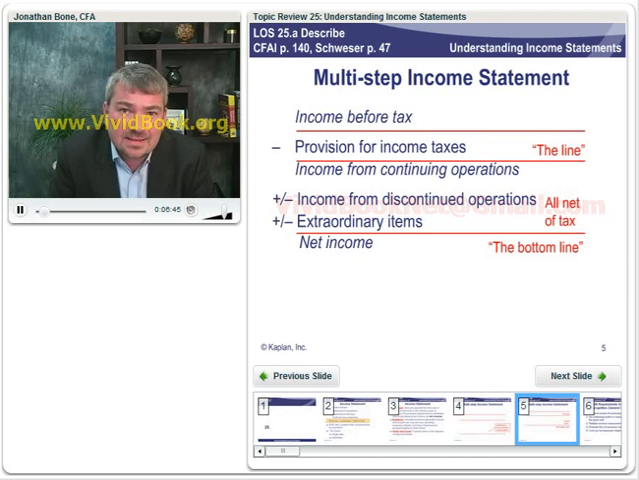Notice we've got two items that we're likely to see: income from discontinued operations, okay, and of course you'd be adding if it's income. If it's a loss from a discontinued operation, you'd be subtracting. And we've also got extraordinary items. Again, just be a little bit aware here. You see extraordinary items under US GAAP, but you will not see them under IFRS. They just don't exist. Again, we're going to define what these are in a little while. And that brings us down to net income, otherwise known as earnings, otherwise known as your bottom line.